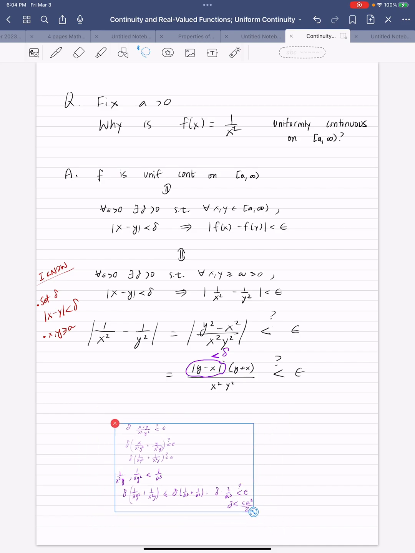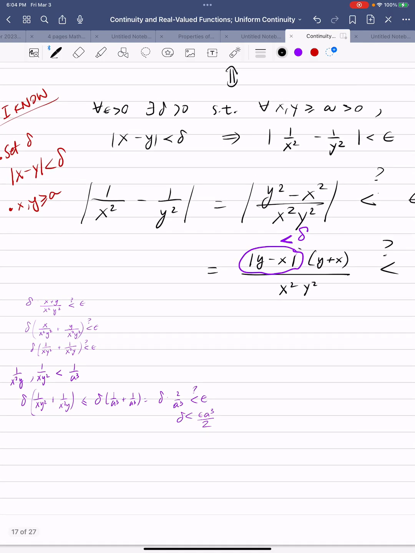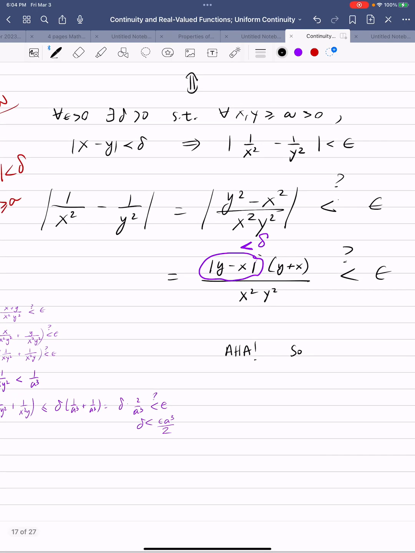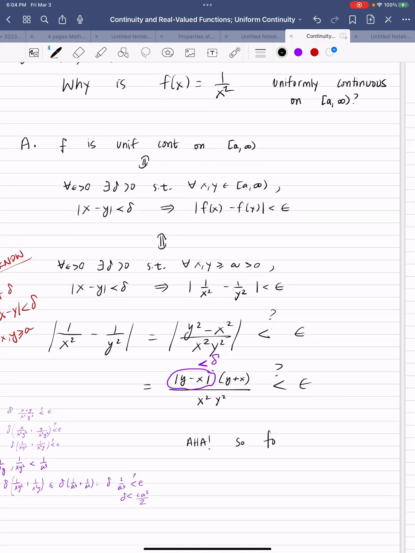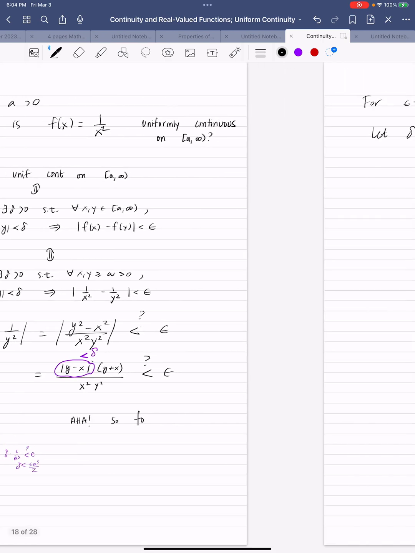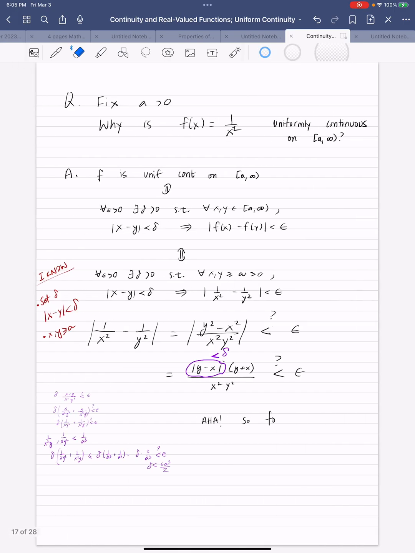So here's my scratch work. And I'm going to say, aha. Maybe we do a new sheet of paper here to make it clean. For epsilon greater than 0, let delta equal epsilon times a cubed over 2. Then, whenever this is less than delta, that implies y squared minus x squared over x squared y squared.